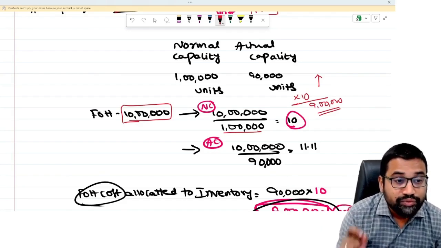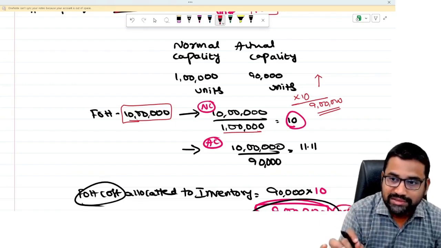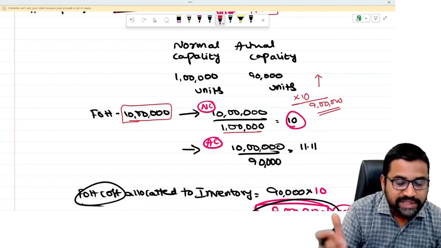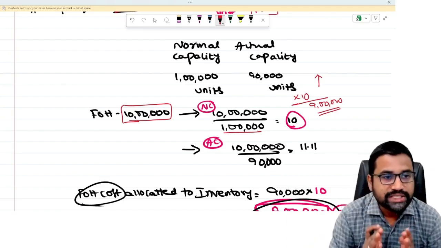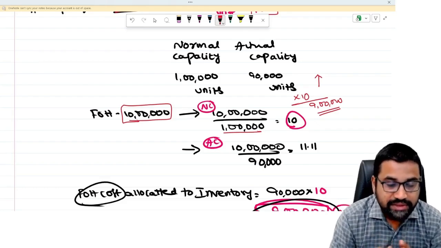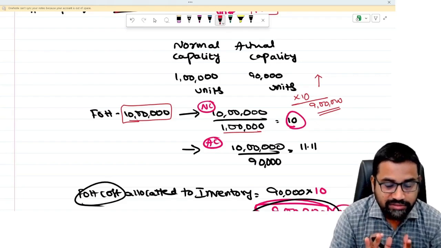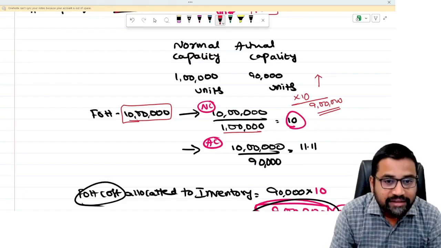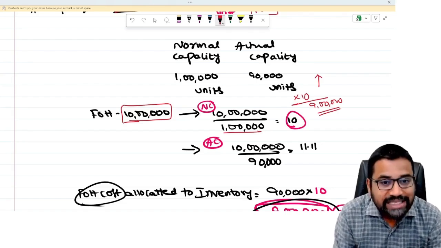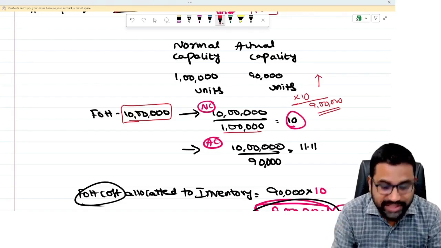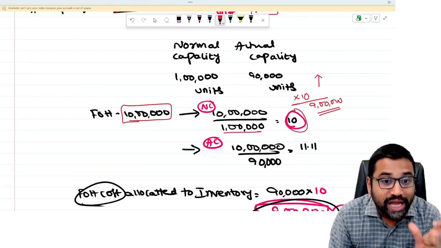What we need to do? We need to treat that unallocated fixed overhead cost as a period cost. So normal expenses which we debit to P&L account. What is your fixed overheads? 10 lakh rupees. Don't add this 10 lakhs directly to the production inventory cost. Out of this 10 lakh, find out the absorption rate. Absorption rate means 10 lakhs divided by actual or normal, whichever is higher, 1 lakh. So that means 10 rupees per unit you need to absorb.